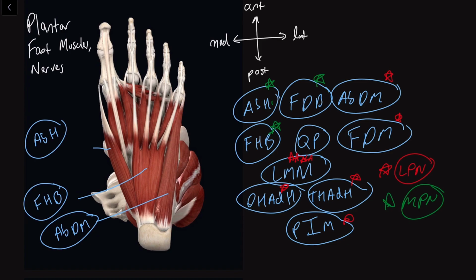So I'm going to wrap things up with that. These are the key nerves to take away, as well as the muscles as we work through the different layers of our plantar foot. I hope this is helpful, and I'll leave it to you guys to figure out which one of these, red or green, goes to quadratus plantae.